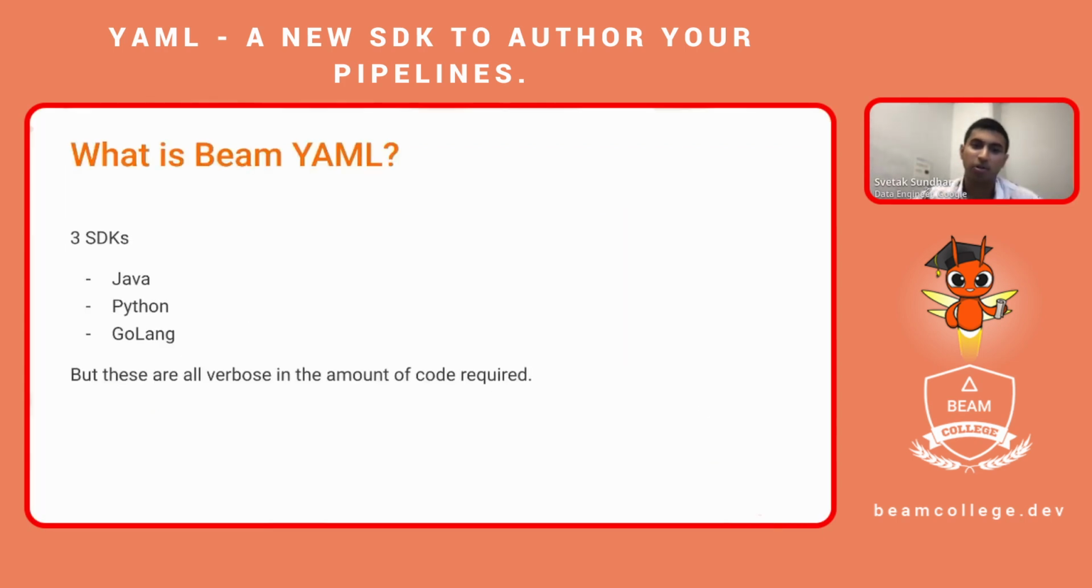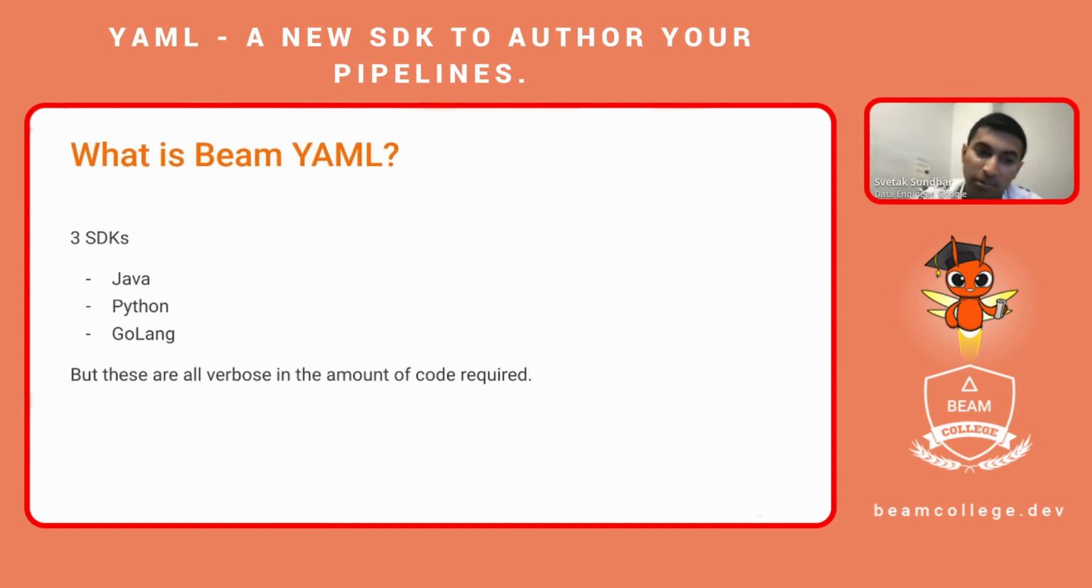So let's talk about what Beam YAML is. If you are familiar with Apache Beam as a way to author data pipelines, you may be familiar that we have 3 SDKs that are supported. One of them is Java, one of them is Python, and one of them is Golang. But the thing is, these are all fairly verbose, and they require good expertise in the programming language, as well as some additional things that need to be used in those ecosystems to run a pipeline.